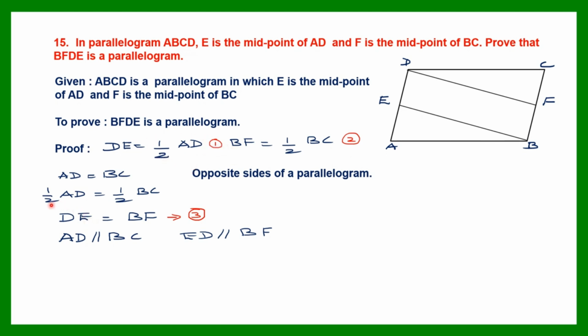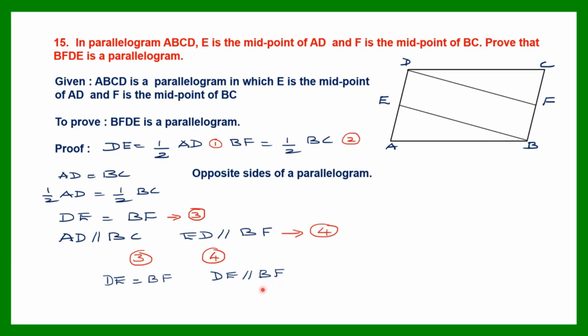So here we have made use of all these equations. Half of AD is DE, we have written here. Second equation, half of BC is BF. Now here we have DE is equal to BF. And we've also shown that they are parallel. So this is the fourth one. Now if you look at equations 3 and 4: the third says that DE is equal to BF, and the fourth says that DE is parallel to BF. So we have got that two sides are equal and those two sides are also parallel.